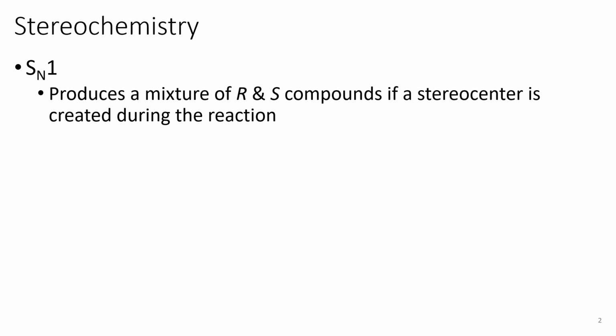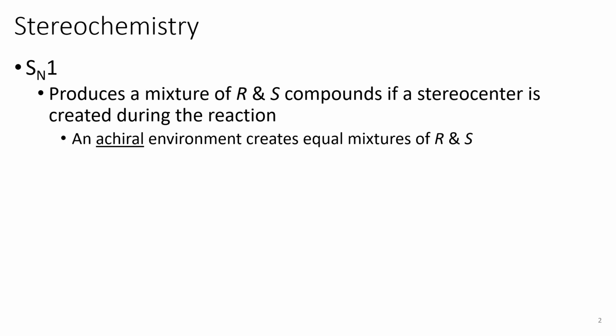And what we're going to see is that it is always going to produce a mixture of the R and S compounds if a stereocenter is created during the reaction. Remember, a stereocenter is that carbon atom that has 4 different attachments. So if we generate one in the product of our SN1 reaction, we will generate a mixture of both the R isomer and the S isomer.